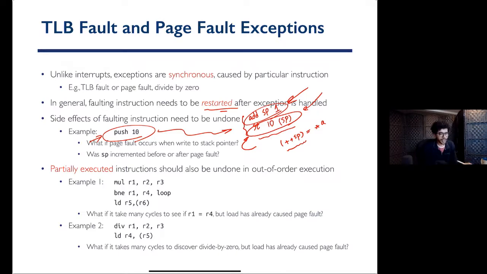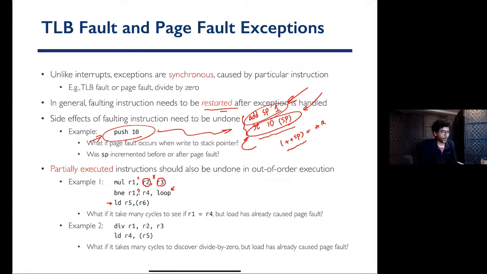So here I have an example. Look at example 1 here. I have a multiplication: I'm multiplying R2 and R3 and putting the result in R1. Then my next instruction compares R1 and R4. If they're not equal, then I'm going to jump to loop, which is somewhere else. Otherwise, I'm going to go and execute this load instruction.